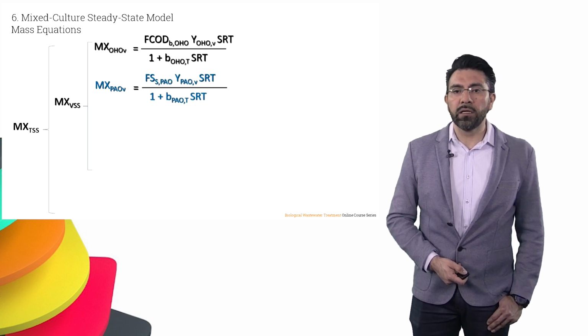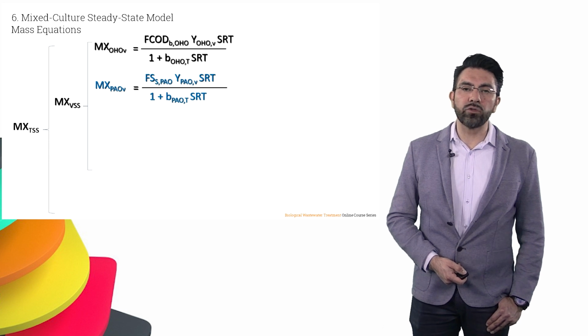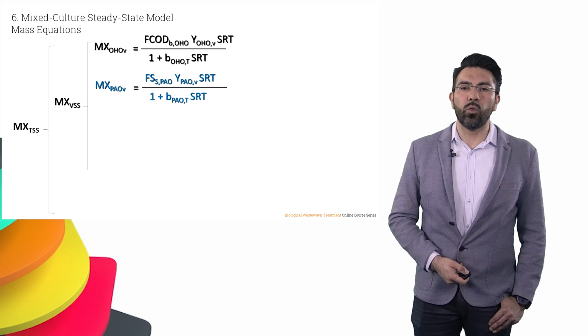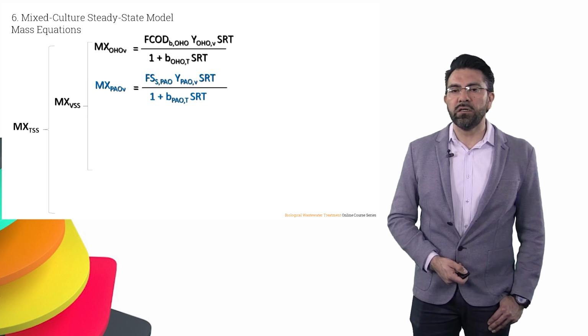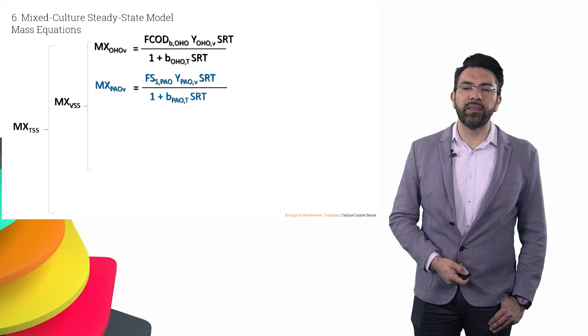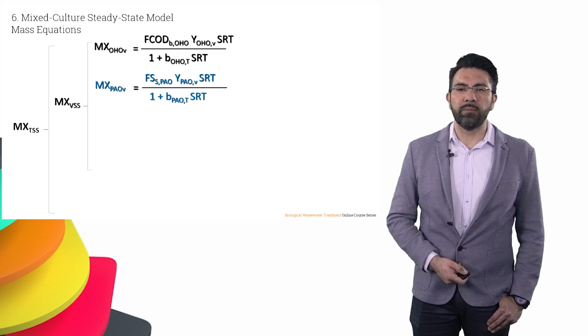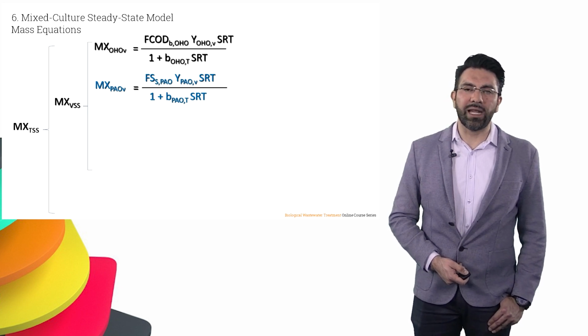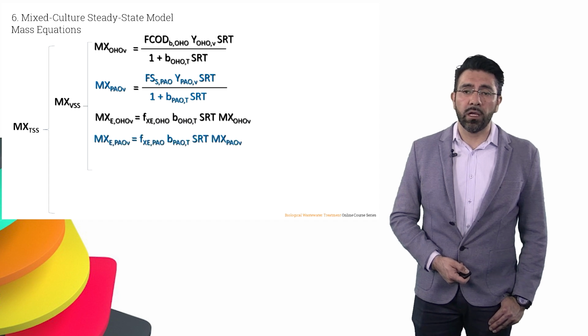In a similar manner, we can also estimate the mass of PAOs, but in this case, it's important to calculate the amount of biodegradable COD that these organisms are going to store in order to, using the SRT, the yield of these organisms and their endogenous respiration rate, estimate the masses that will accumulate during the operation of the system.